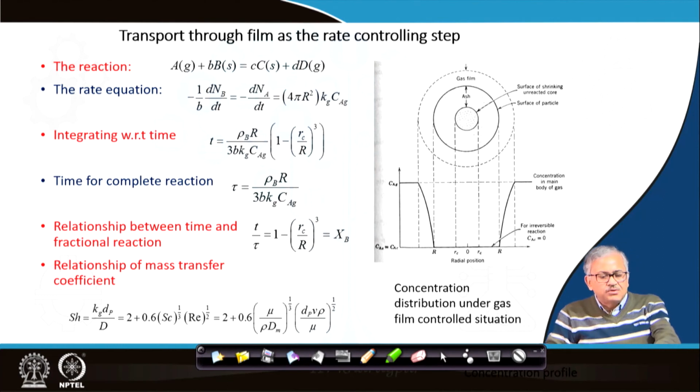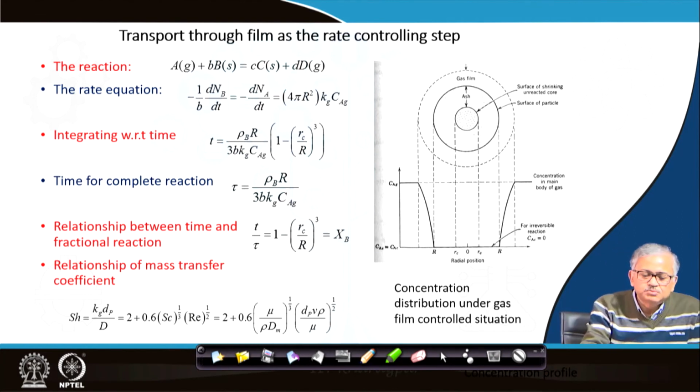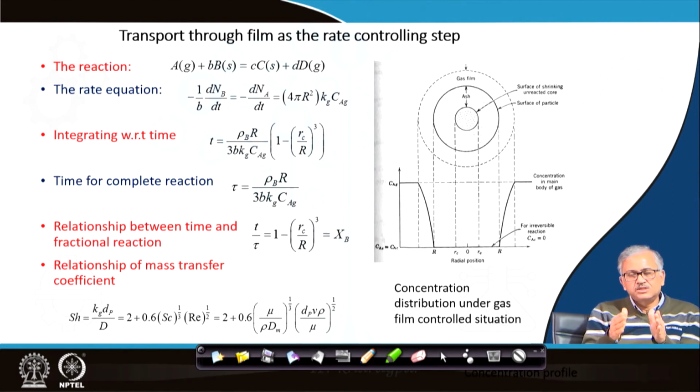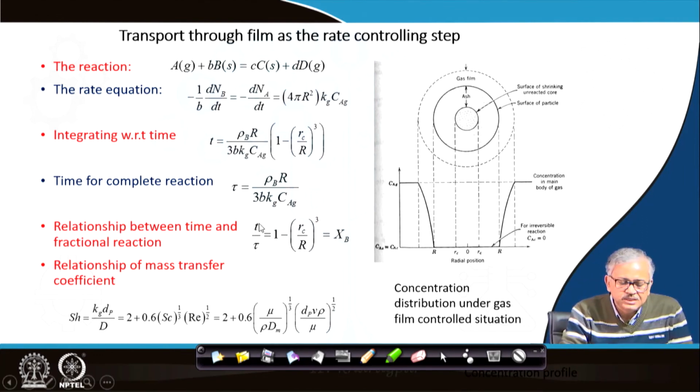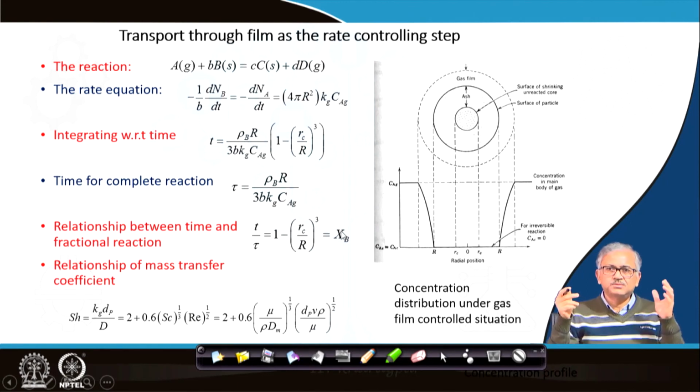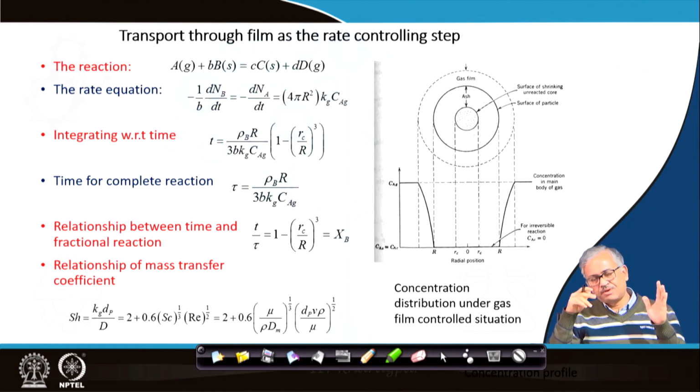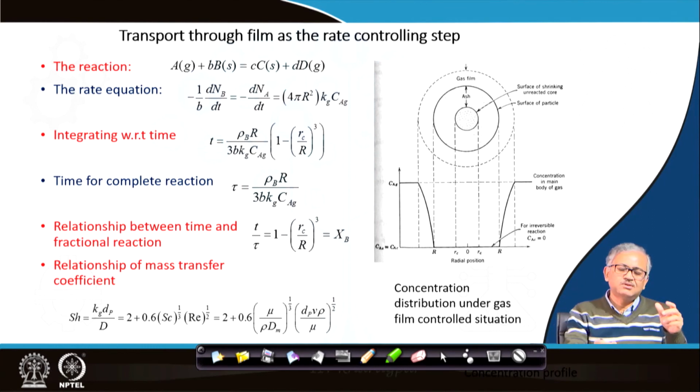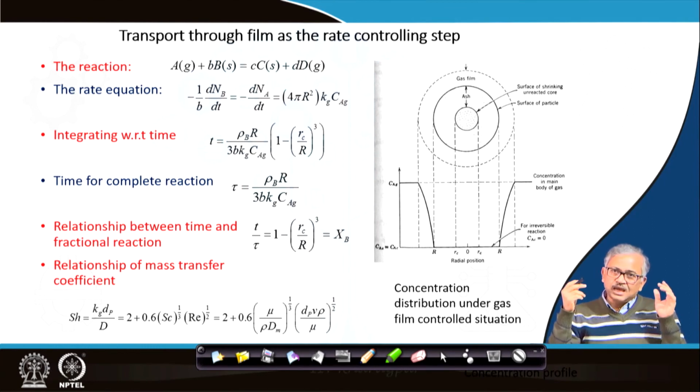And you can find that tau is directly proportional to R, the radius of the particle, and for chemical control it was also proportional to R. So the time for complete reaction is proportional to the radius of the particle, and the t by tau relation is t by tau equal to XB. If you do some experiment in the laboratory and plot reduced time versus fractional reaction, and it follows a straight line passing through the origin, then you can say that the gas film is controlling the overall reaction.